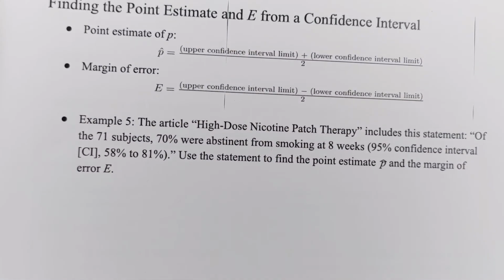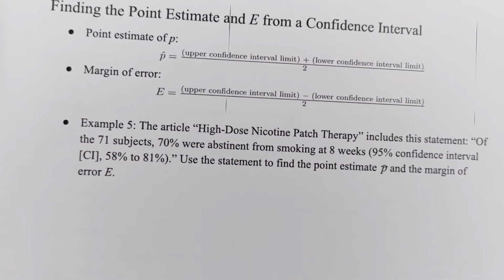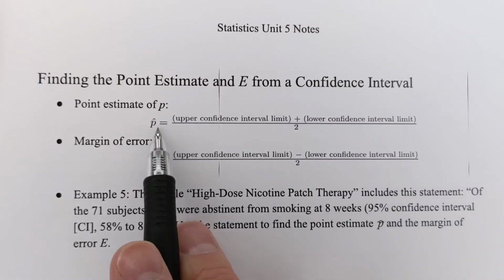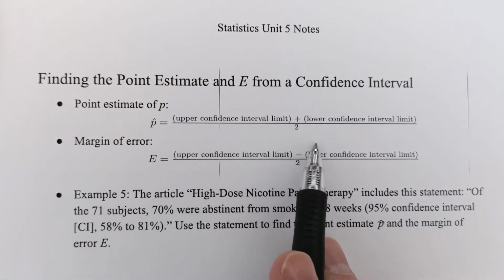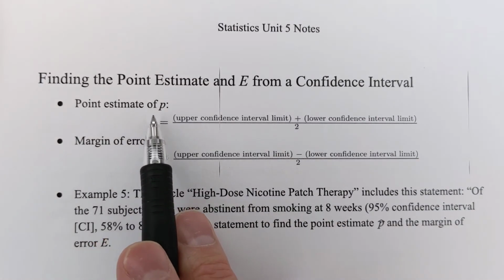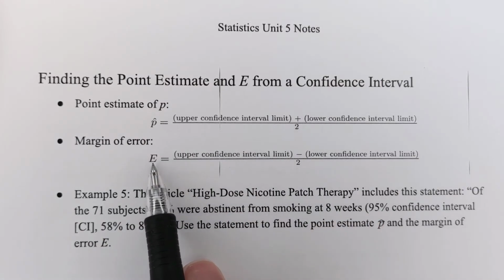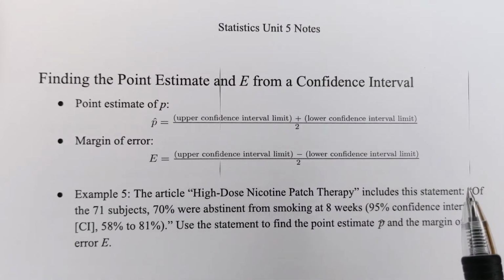Okay, and last thing I believe we have here, finding the point estimate and E from a confidence interval. So you can actually work backwards. If you know your confidence interval, you can find your estimator and your error using these formulas. To find the point estimate, you add your confidence interval bounds and divide by 2. To find the margin of error, you take the difference divided by 2.